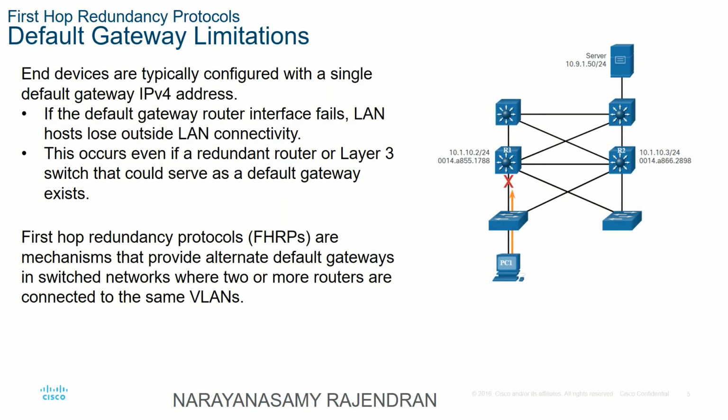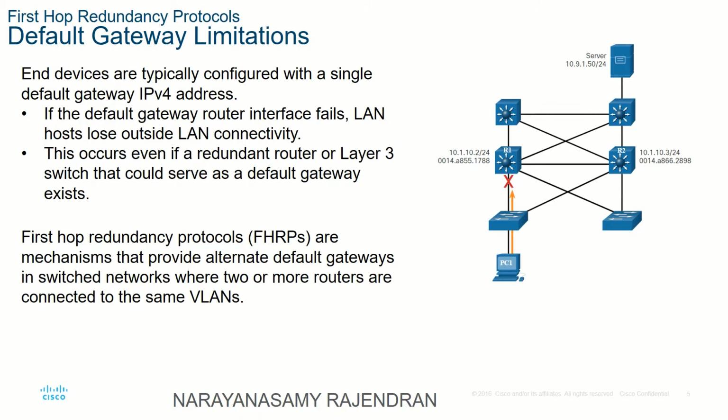Default gateway limitations. The main objective of FHRP, first hop redundancy protocol, is to provide default gateway services in a redundant network. Before discussing FHRP in detail, we will discuss the default gateway limitation. To communicate with the remote network, the end devices must be configured with the default gateway address. If an end device is required to send a message to a remote device, then it will forward the message to the gateway router. Then the gateway router will forward it to the destination router or network.